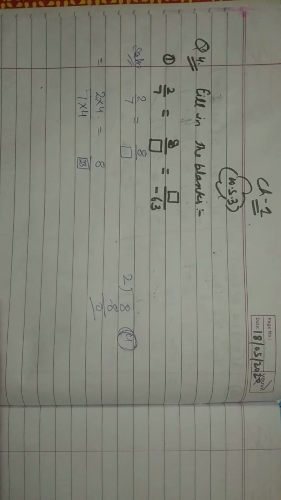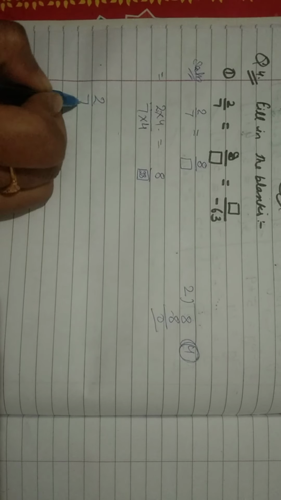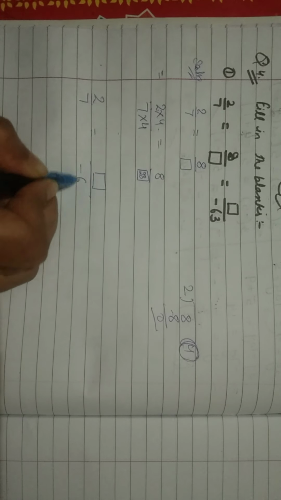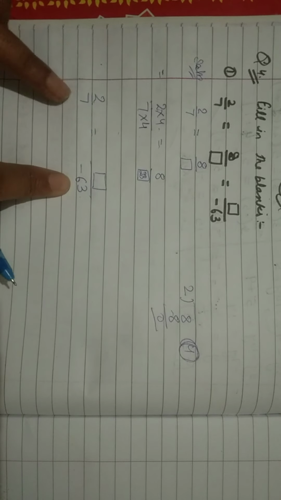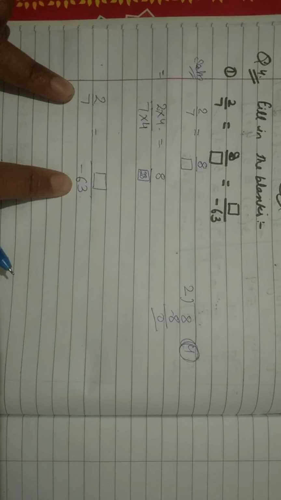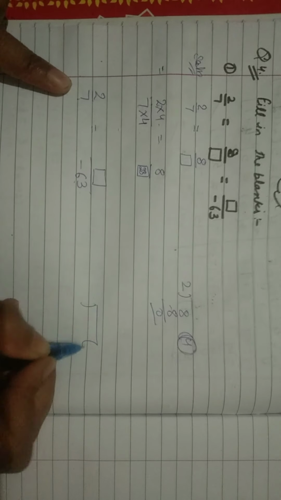Fine. Now second part, let us see. Again take the given number 2 upon 7 and we have to find out this number, and in the denominator it is minus 63. Now see, from 7 to minus 63 we have to come here. So by which number do we have to multiply 7? Let us see that.